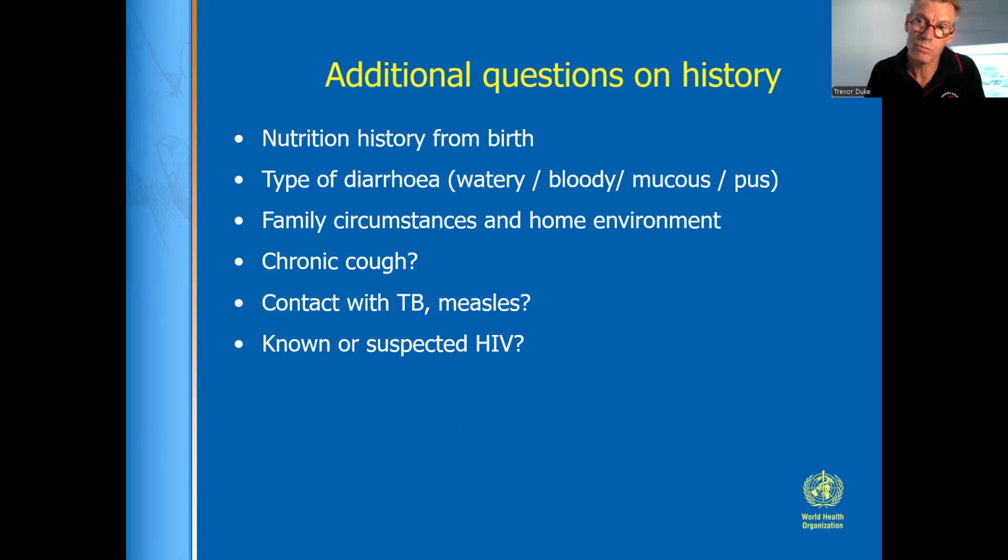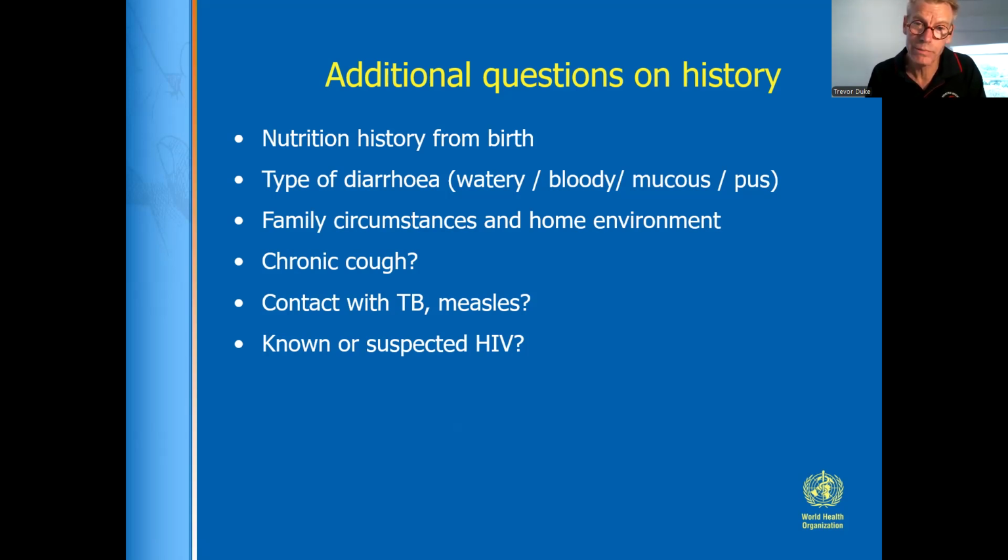You might want to ask more questions about the type of diarrhea that Kobe had. We know that he had 6 episodes of diarrhea from the age of 5 months, but you might want to ask whether it was just watery, or whether it was bloody or had mucus or pus in the stool, because it might help you understand what pathogens are likely to have been causing this.